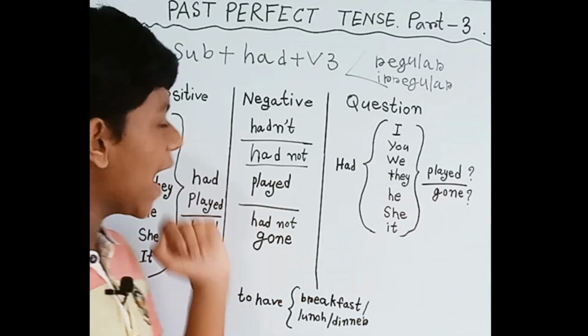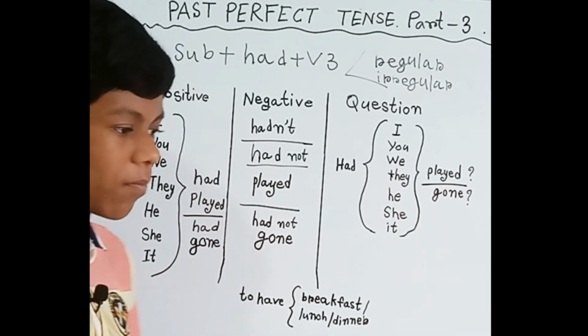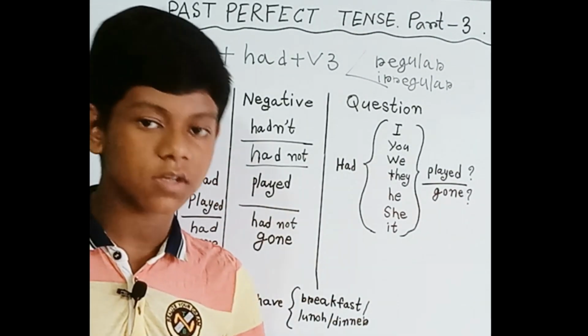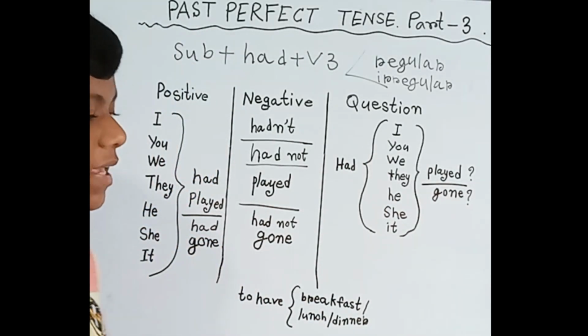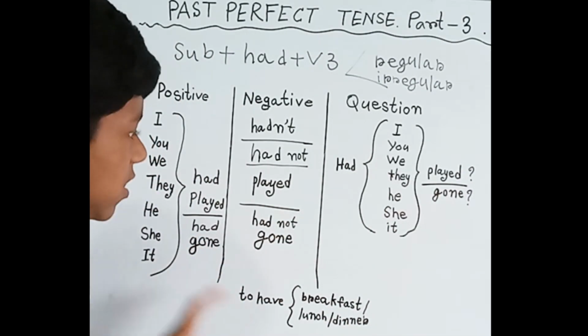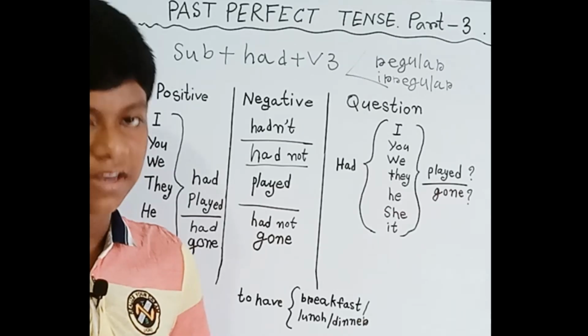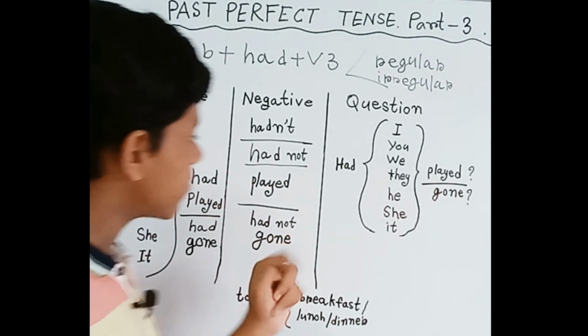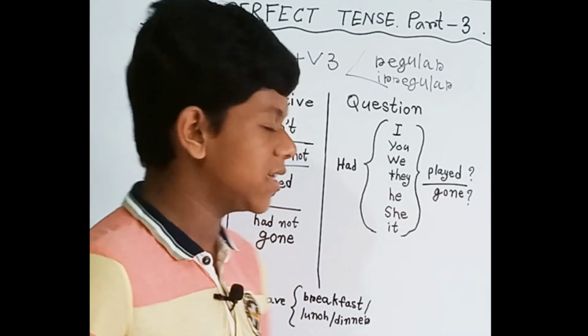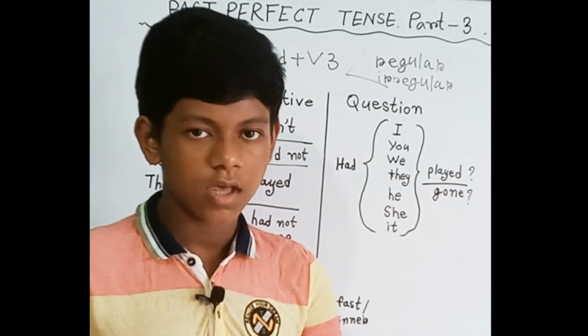So if you want to say had not instead of hadn't, no problem. And if you say hadn't instead of had not, it will also be okay. But try to focus on hadn't. So next, now we will practice the question.